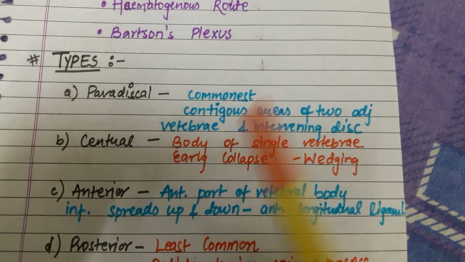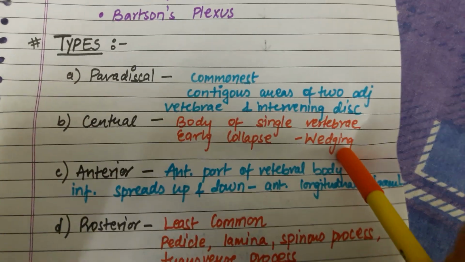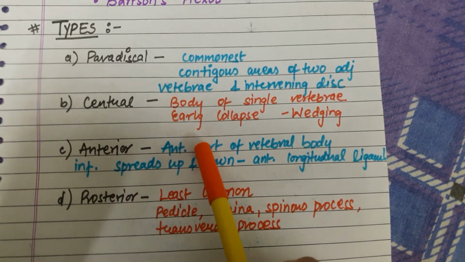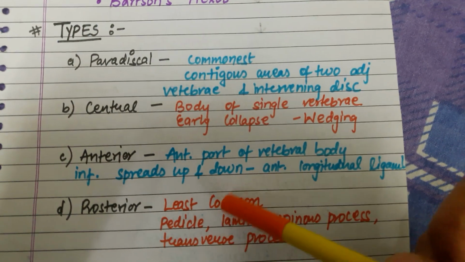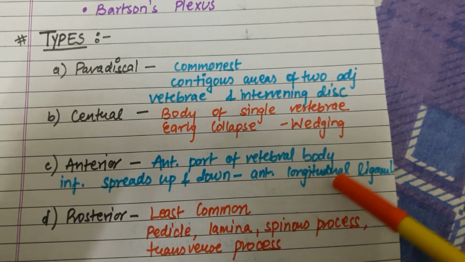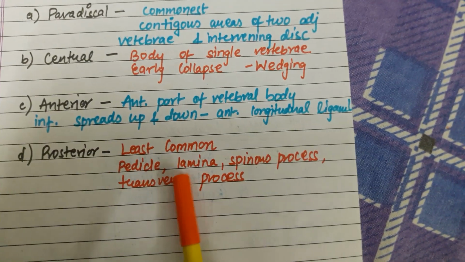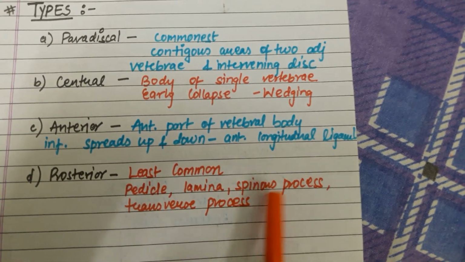In central, body of single vertebra is involved, leading to early collapse and thus wedging. In anterior, the anterior part of vertebral body is involved and infection spreads up and down along the anterior longitudinal ligament. In posterior, pedicle, lamina, spinous process and transverse processes are involved.